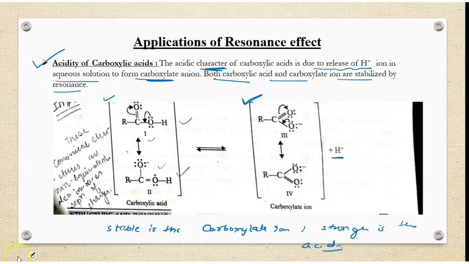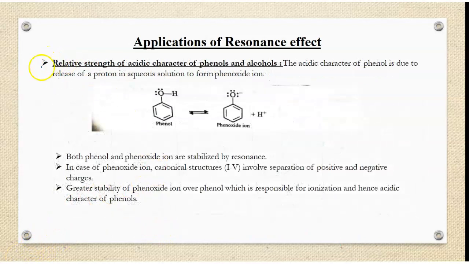Proceeding further to the next application, that is the relative strength of the acidic character of phenol and alcohol. This is quite relatable to the previous application we discussed, that is the acidity of carboxylic acid. Here we will compare the acidic character of alcohol and phenol: which of the two has more acidic character, and what is the reason behind that.